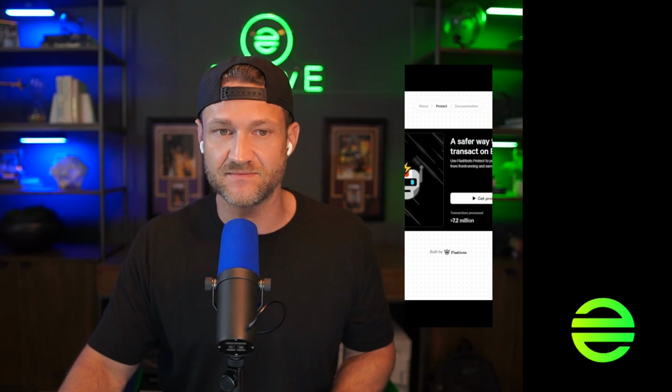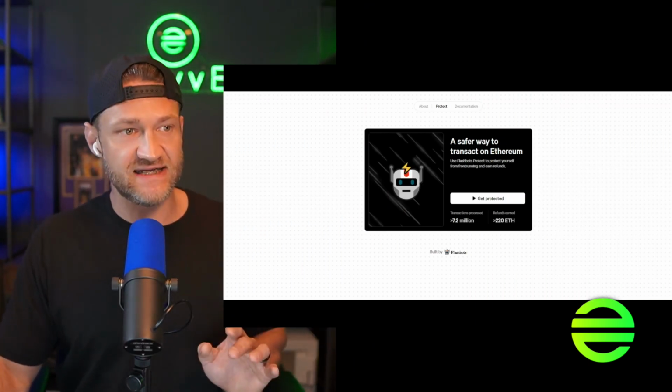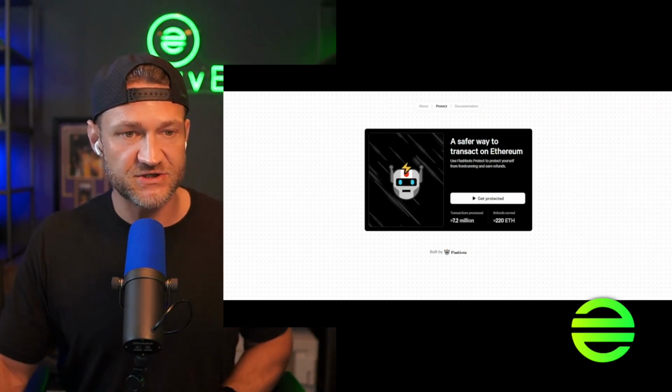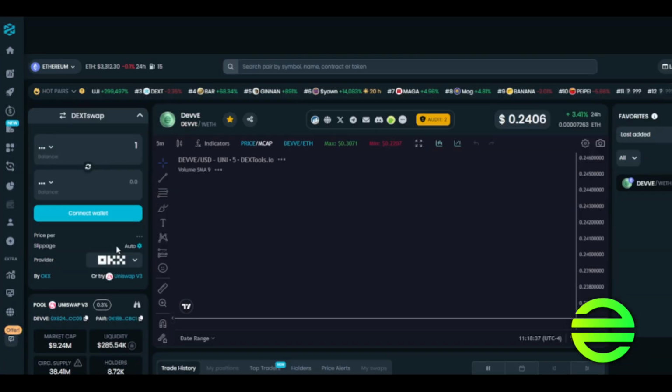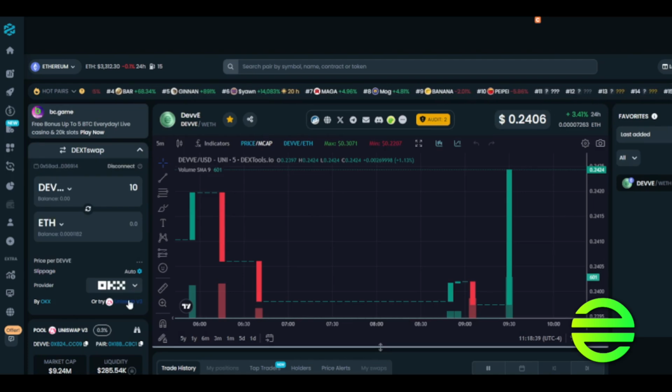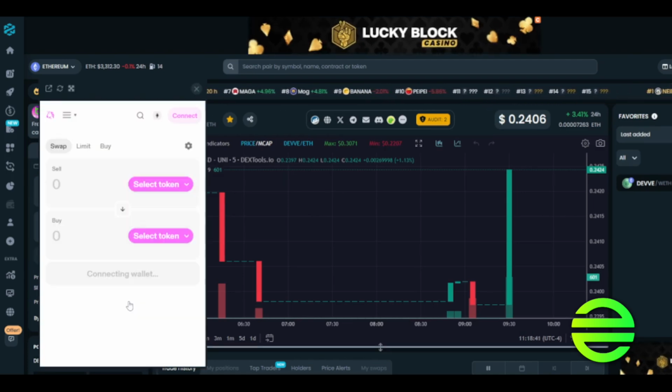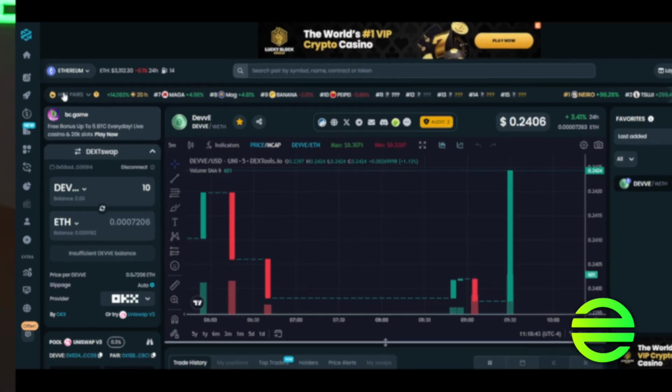All right, so back to Flashbots. We're going to share that. All right, so we've added to MetaMask. All right, so what do we need to do now? Let's go over to Uniswap real quick. So this is Dex Tools, but if you go to the Devve chart on Dex Tools, you're going to see this little link here that says try Uniswap V3. So I'm going to click that, expand it out, and I'm going to share that tab with you.